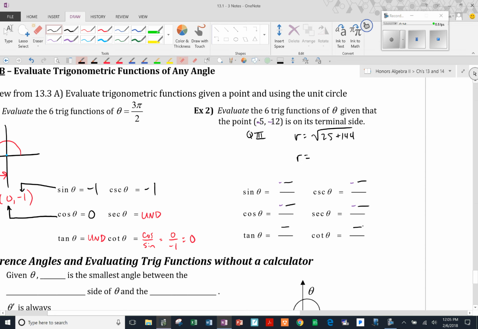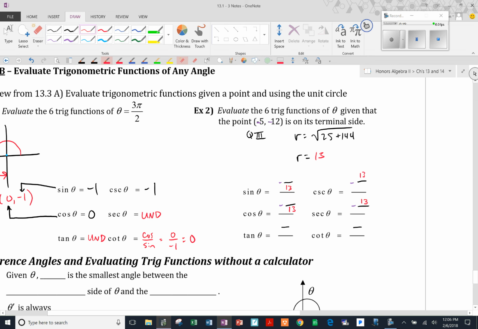R is, this is Pythagorean triple again. 25 plus 144 is 169, so R is going to be 13. Okay, or maybe you just remembered 5, 12, 13 is a Pythagorean triple. So R is the denominator for sine and cosine, and we flip it. It's the numerator over here.